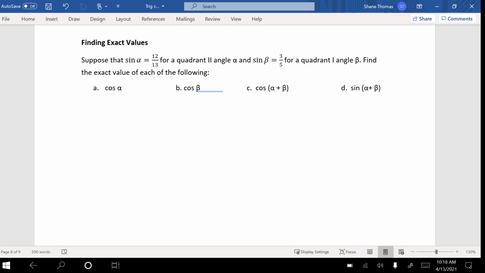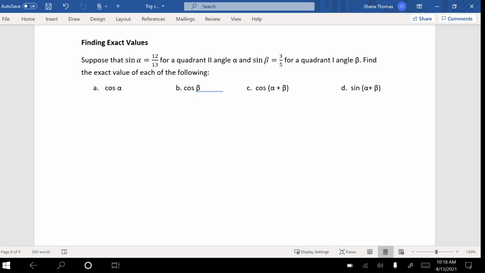Okay. Now, suppose that the sine of alpha is 12 over 13 for a quadrant 2 angle alpha, and sine of beta is 3/5 for a quadrant 1 angle beta. Find the exact value of each of the following. So we're going to find the cosine of alpha, the cosine of beta, and then the cosine of alpha plus beta, and the sine of alpha plus beta.